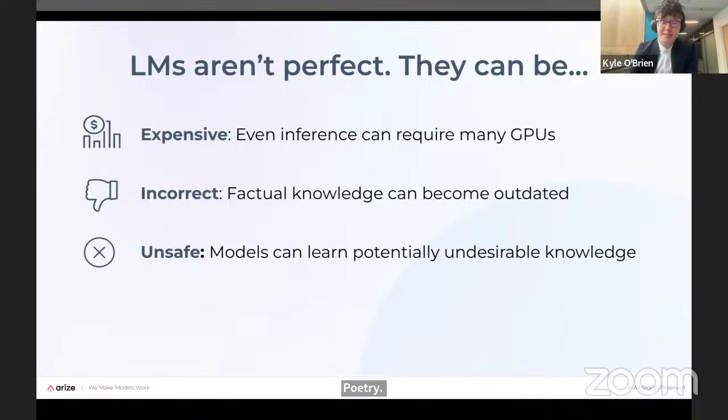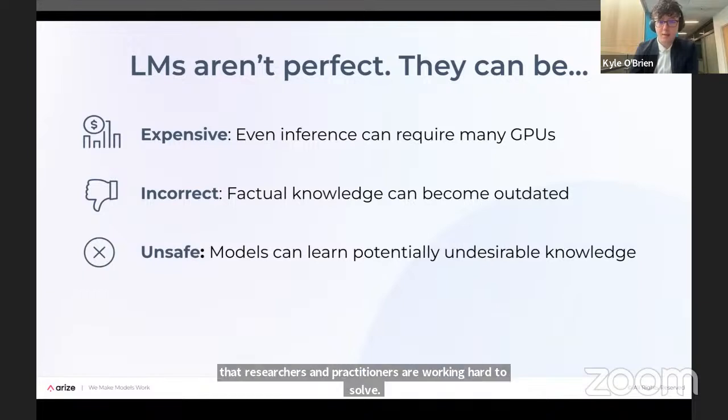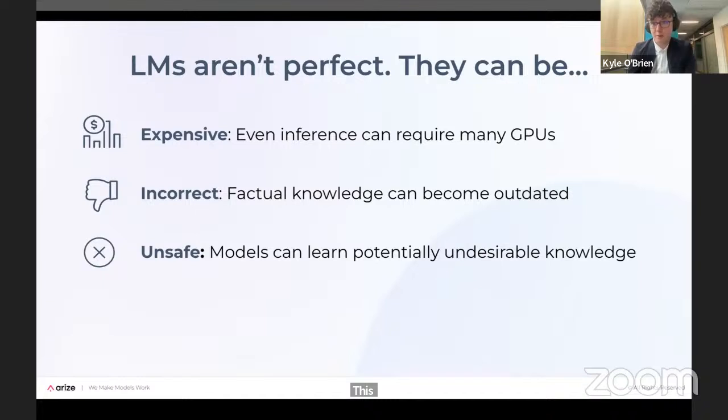But even though we've seen these rapid advances and models are only getting more capable, there are still some foundational problems which don't obviously seem like they're being improved with scale. In some cases they actually become worse with scale. And while there are still many limitations with language models that researchers and practitioners are working hard to solve, at least how I think about them, they can broadly fall into these three categories.